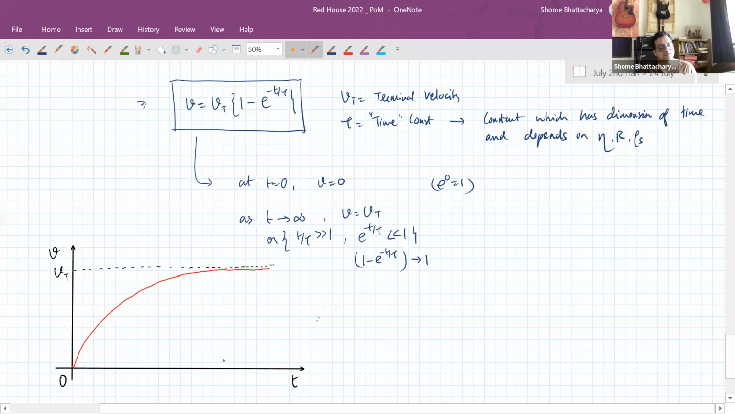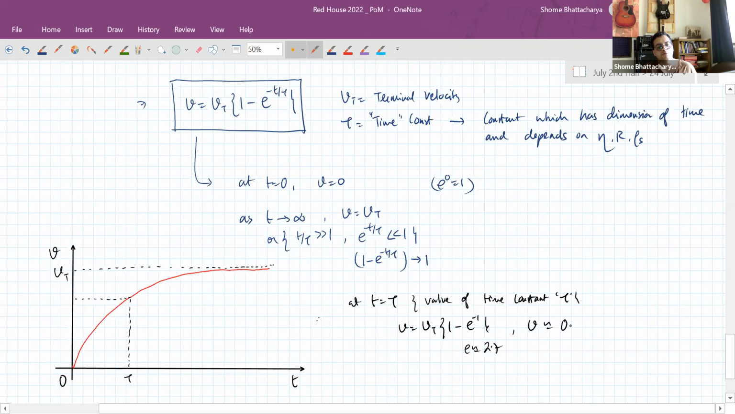But practically what happens is that, if this is the value of time in one time constant, then for example, at t equal to one time constant, tau, the value of v becomes this. So you'll see that when you put the value of e as approximately 2.7 and all that, you get the value of the velocity as nearly 0.63 or 63% of the terminal velocity.